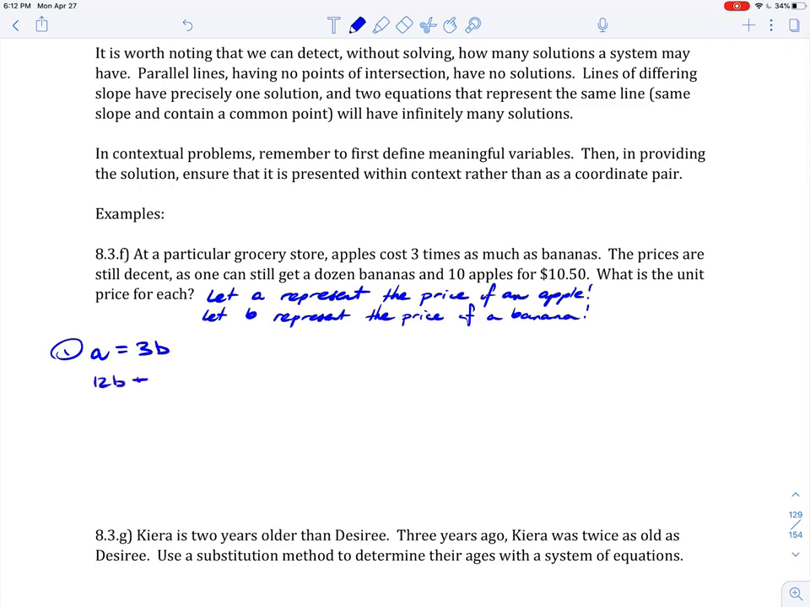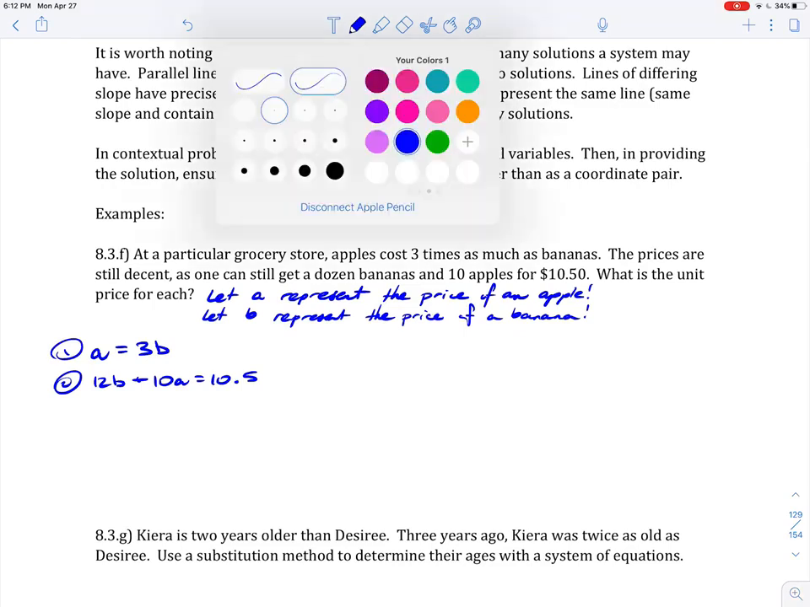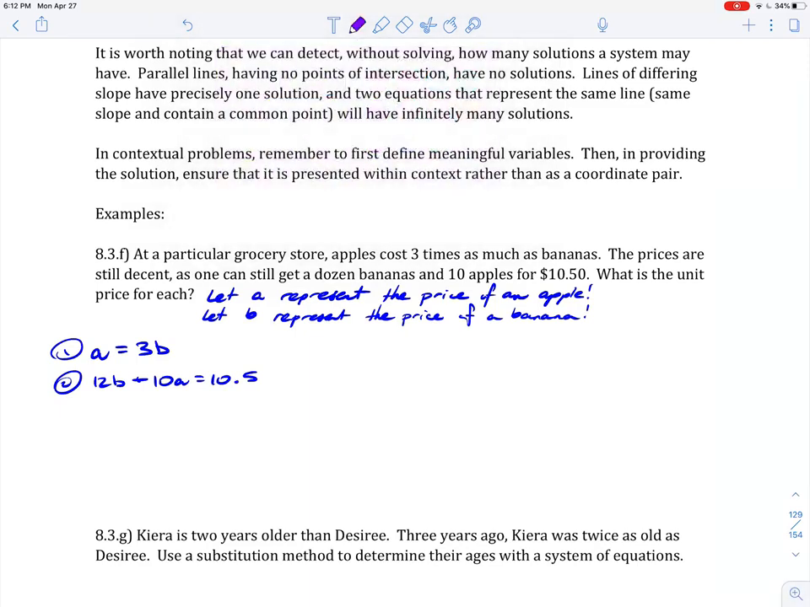You can get a dozen bananas and 10 apples for $10.50. So if you get a dozen bananas and you throw in 10 Granny Smiths, that's going to cost you $10.50. There's my equation 2. And I can solve this. I will solve this using a technique called substitution.